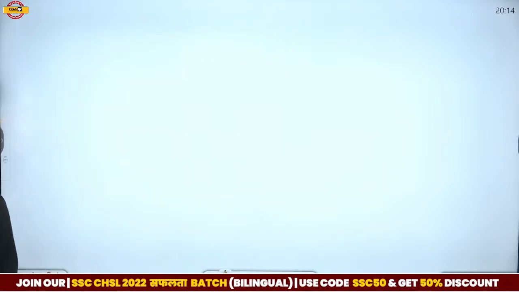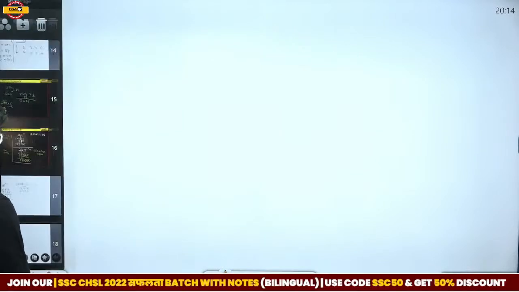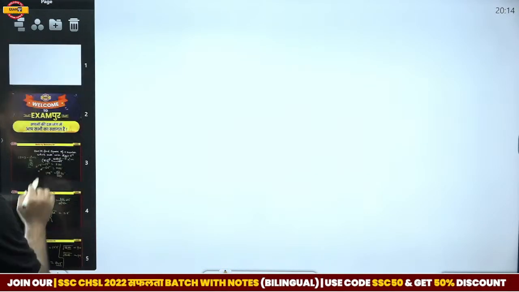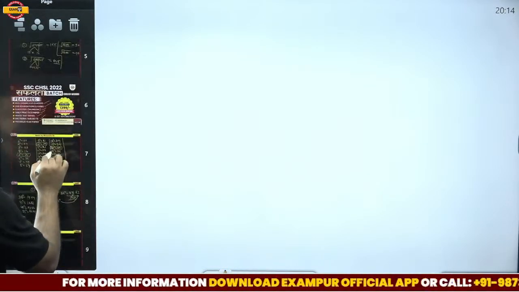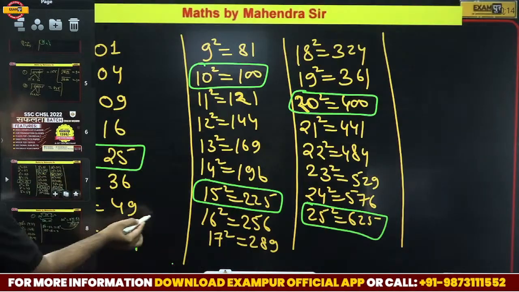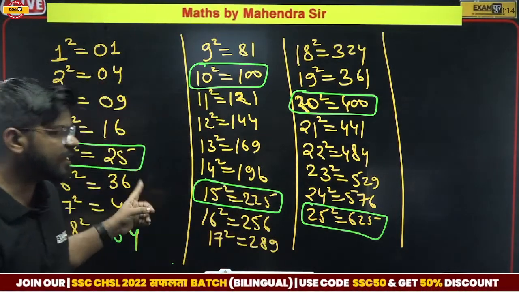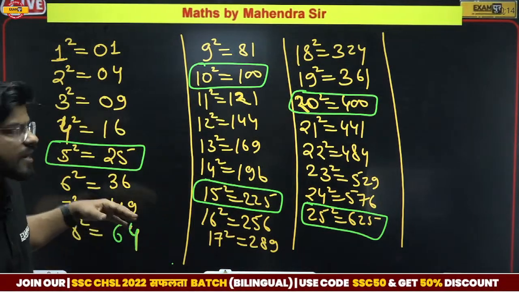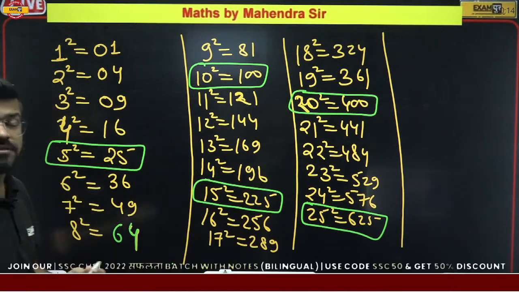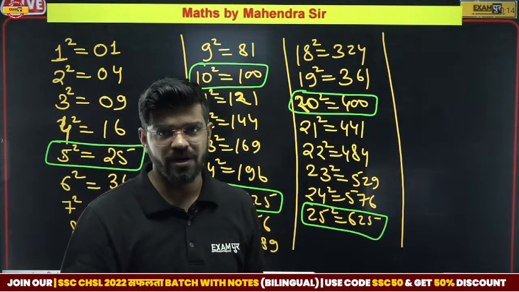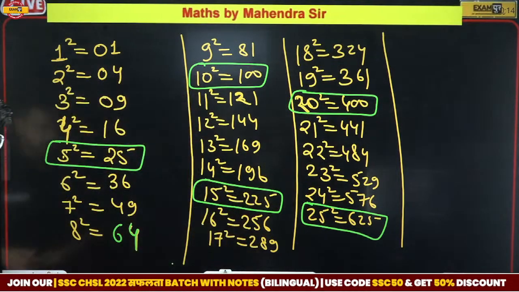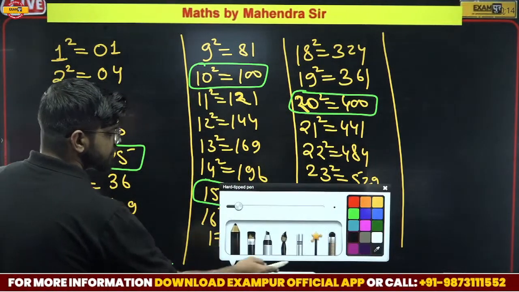Now we are going to calculate the much awaited square root technique. Okay. But before that, just again focus on these numbers. I told you that I will again come to here. Just remember the last 2 digits of these squares.